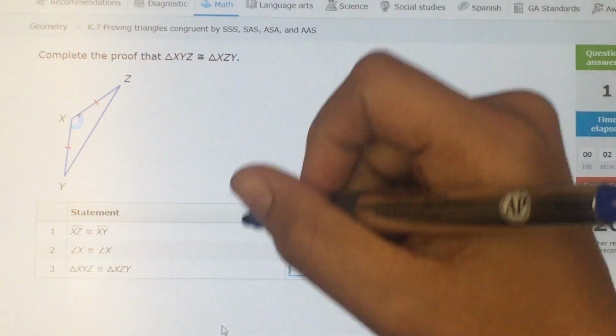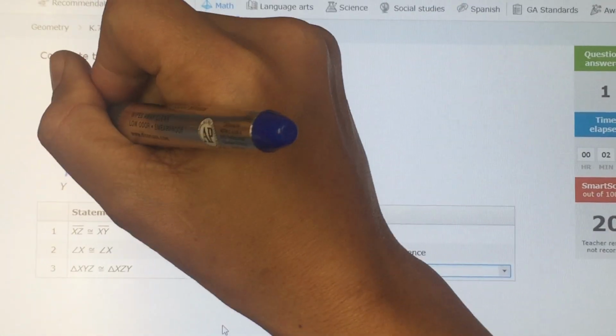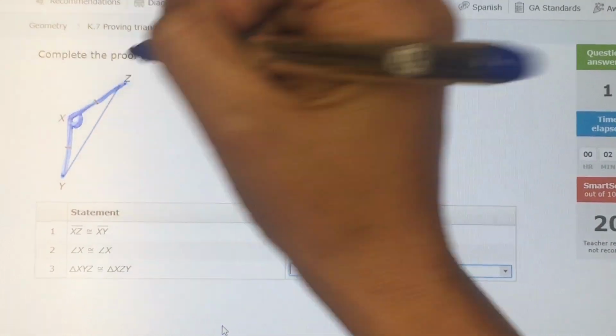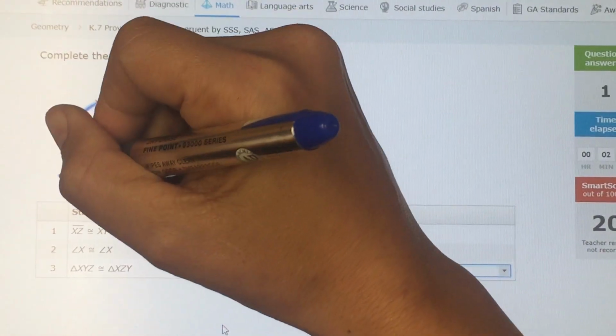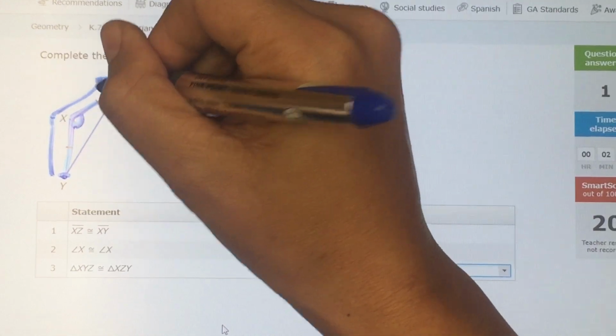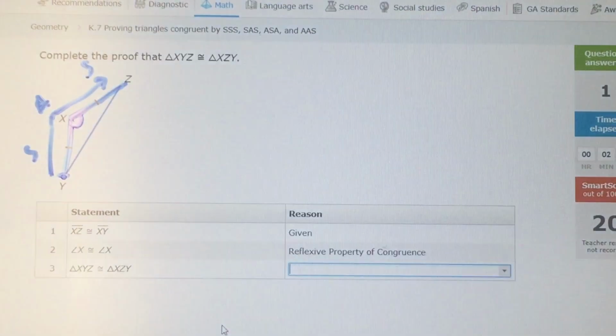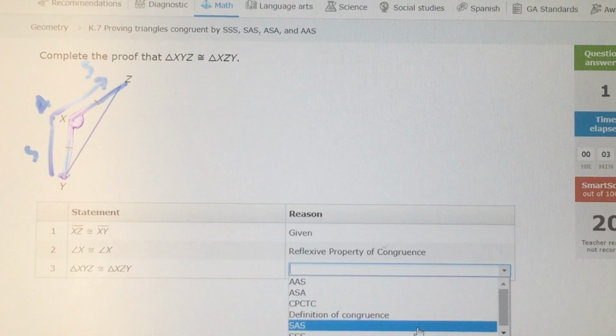So why are the two triangles congruent? If you highlight what you're given, you're given this, you're given that, you're given that. Start at one of the endpoints. So it goes side, angle, side, angle, side. So that's why it's congruent. Side, angle, side.